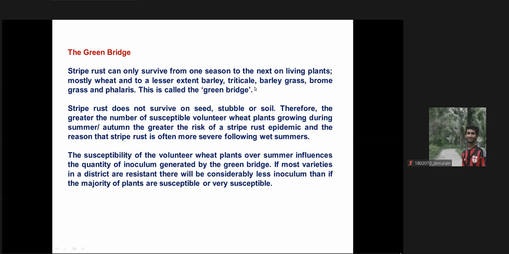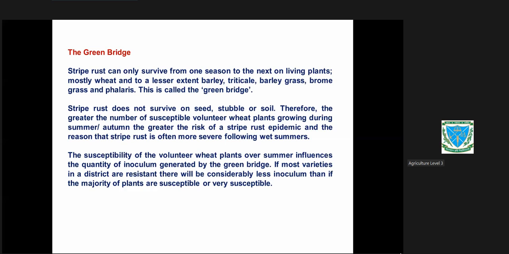So this is called green bridge. It means how this pathogen transfers from one season to the next season with the help of some other plant. So we call it green bridge. As I said, stripe rust doesn't survive on seed, stubble or soil. So you see, they basically need to survive on the susceptible volunteer plants in the absence of the host to transfer to the next crop season. So that is called green bridge. The plants that help Puccinia striiformis to infect the next season crop are called green bridge.